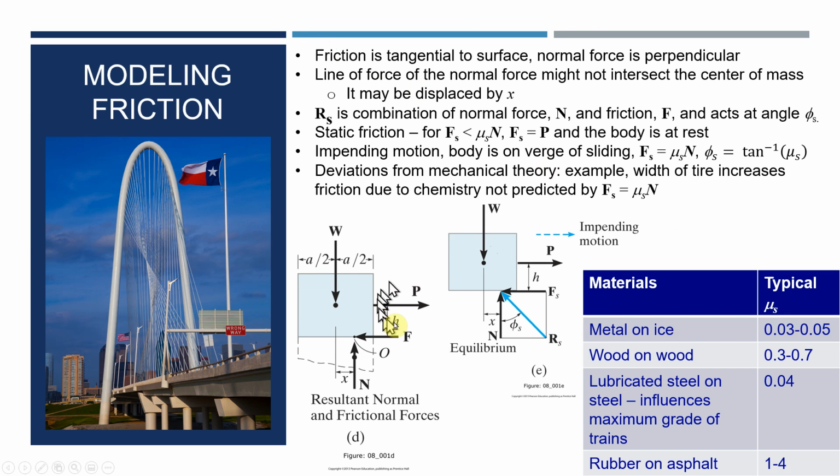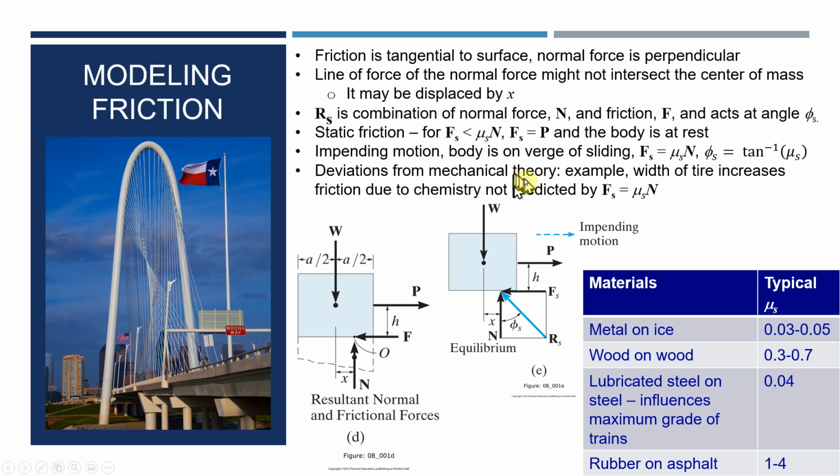So we model friction as being tangential to the surface. The line of force, the normal force, might not intersect the center of mass. And the frictional force is proportional to the normal force. So for static friction, for example, the force of friction is less than mu s, the coefficient of static friction, times the normal force.